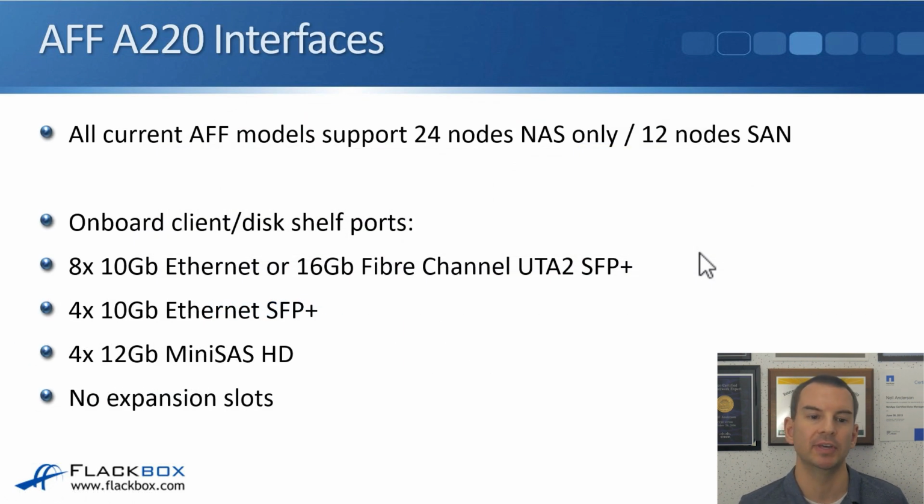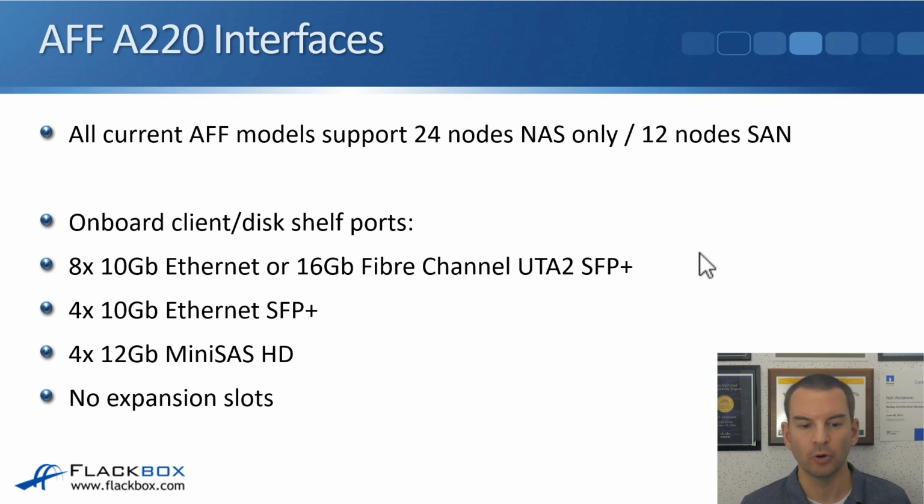The interfaces that you get on the A220, the onboard ports that are on there, there are 8 UTA2 ports. A UTA2 port can be configured as either Ethernet or Fibre Channel. It's an SFP+ port, so you need to put the correct transceiver in there, either a Fibre Channel transceiver or an Ethernet transceiver. And in software, you also specify whether you want it to run as Ethernet or as Fibre Channel. For Ethernet, it can run up to 10 gigabits per second, and for Fibre Channel, it's 16 gigabits per second. So you've got those 8 UTA ports.